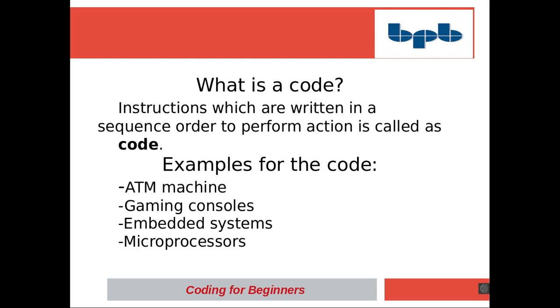Instructions which are written in a sequential order to perform an action are called code. Code is basically written in human readable and understandable language and is then converted to machine language. Some examples where programs are used in the real world are ATM machines, gaming consoles, embedded systems, and microprocessors.